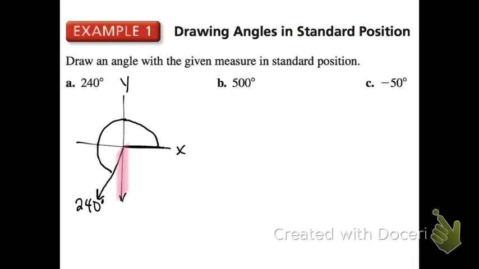Okay, if you notice, this next angle is going to be greater than 360. So we're actually going to go around more than one time. If I go around one complete revolution, that is 360 degrees. Then I can add on 90 more, and I get to 450.